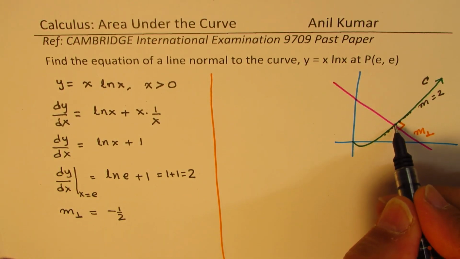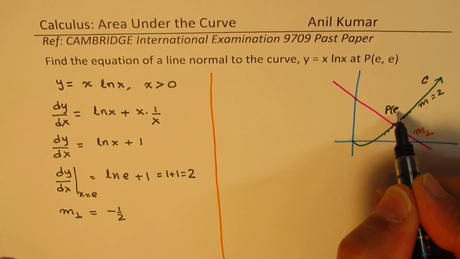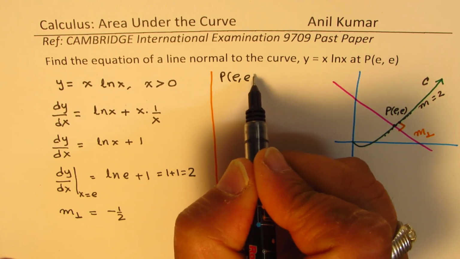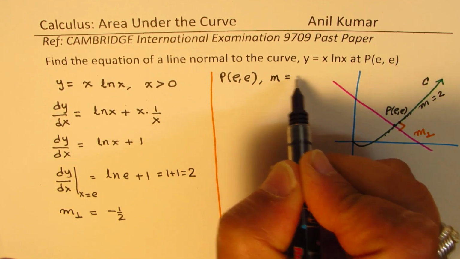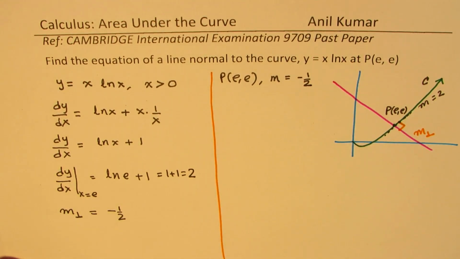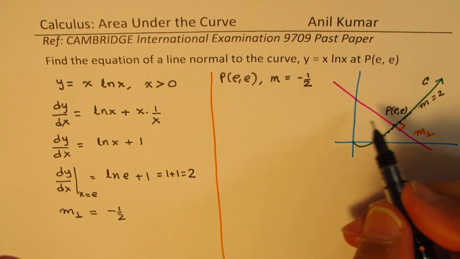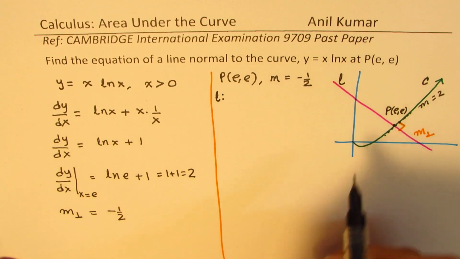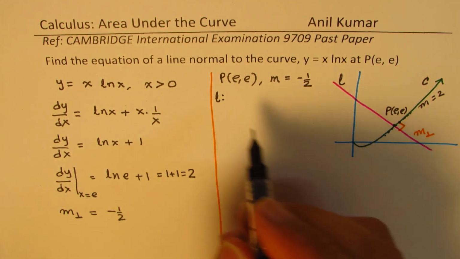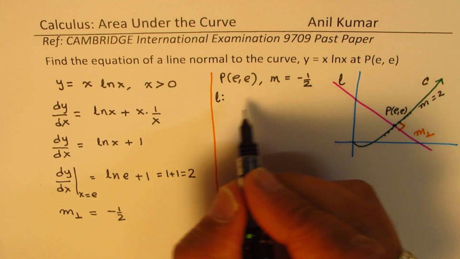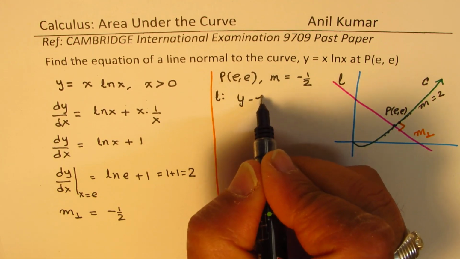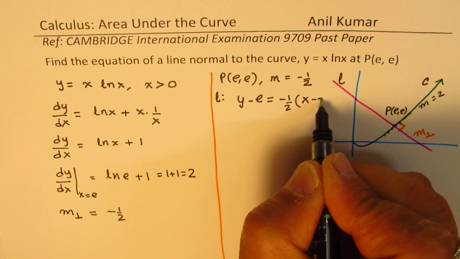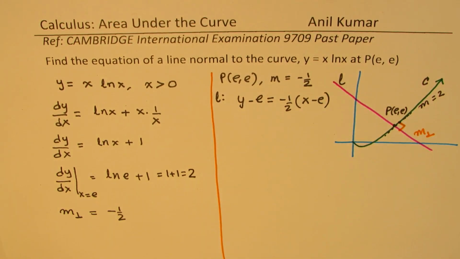We have a point P, which is (e, e), and we have the slope, which is minus half. From here, we can write down the equation of the line. Let's say the line is L. The equation of the line will be y minus the y value equals the slope times x minus e. That is how we can get the equation.